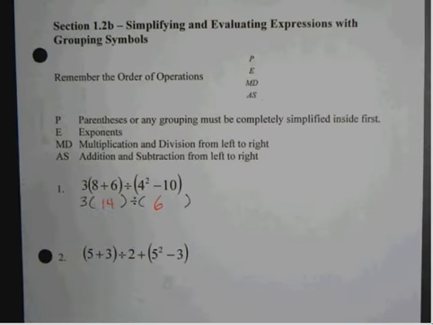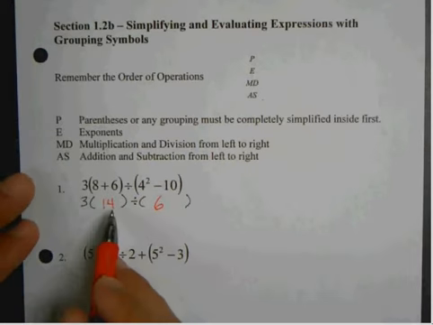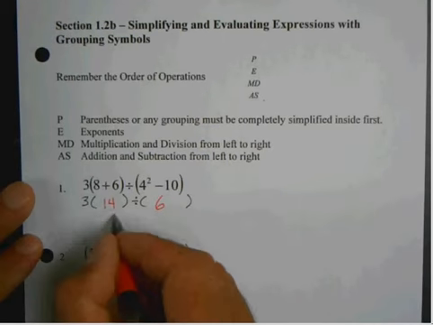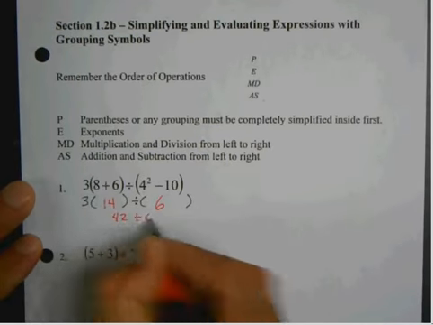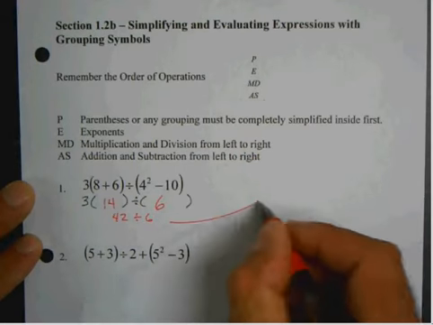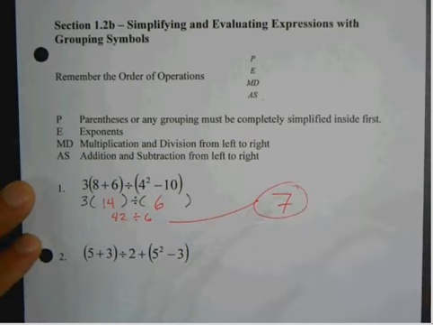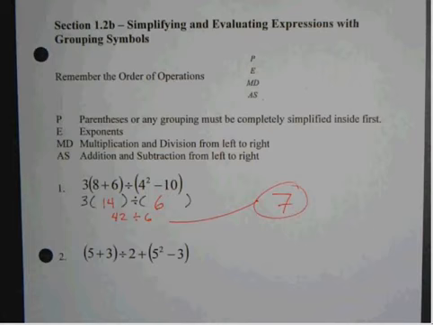Next step, really straightforward. 3 times 14. Can you do that in your head? Anybody? 42. And 42 divided by 6? Your chance to be a cool math student. Cross your 7. All right, so 7. So really, 3 steps, bada bing, bada boom.